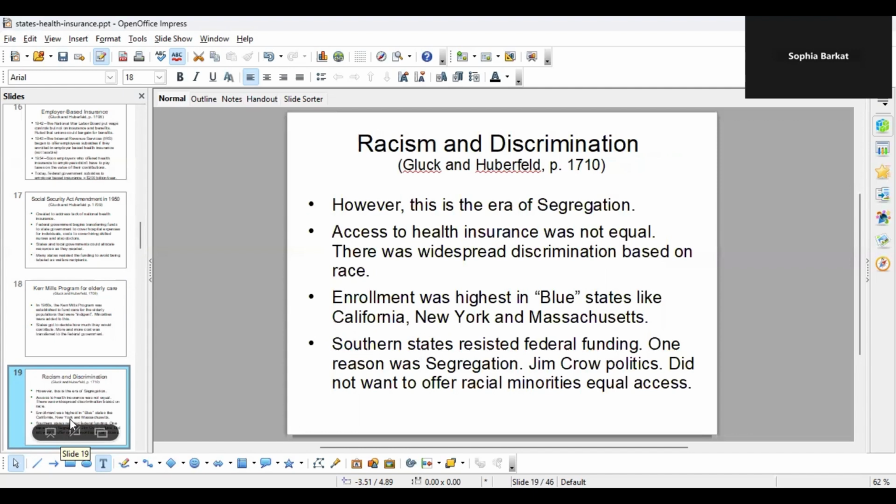The racism and discrimination result, right? So in the South, we had the era of segregation in the 1960s. And not just the 1960s, it's continuing despite the major changes that took place in the government, in the Constitution, right? We have the 13th, 14th, and 15th amendments, and we have other legislation.